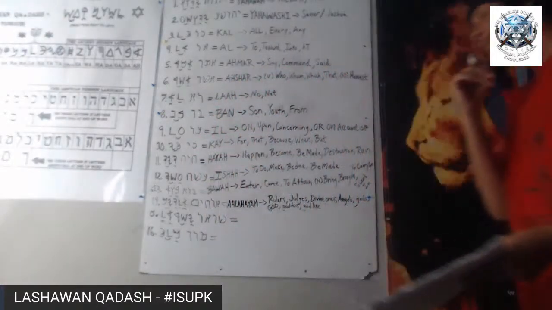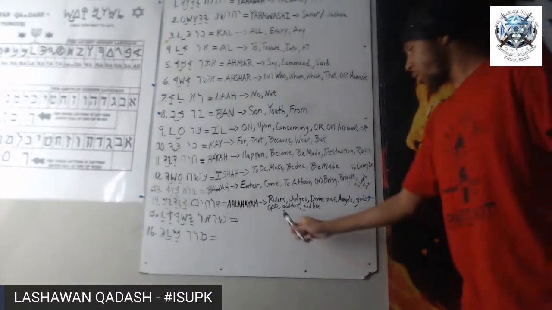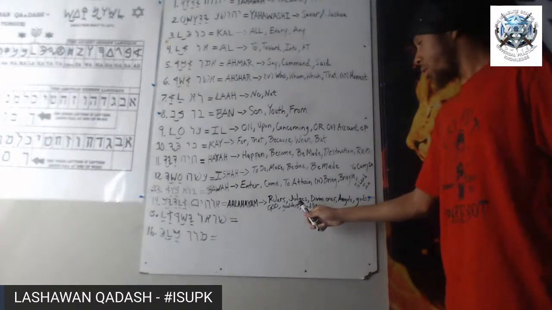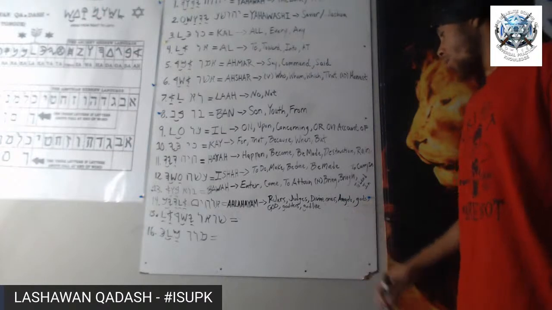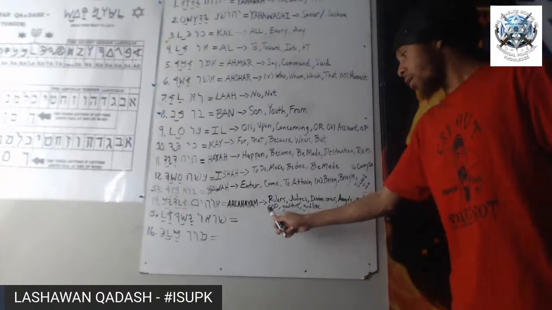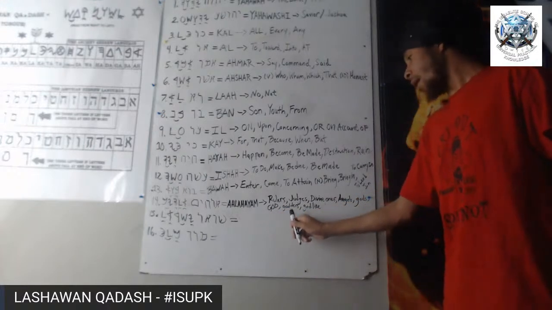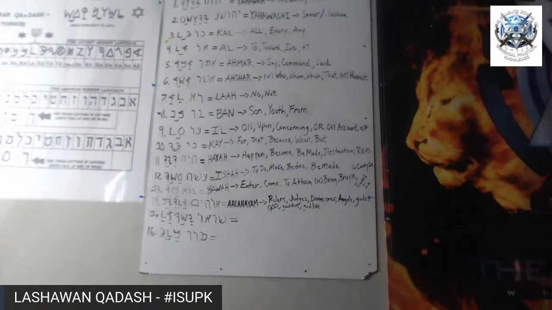All right. So, Elohim has a pretty big definition. It can mean rulers, judges, divine ones, angels, gods, as in lowercase god, God in uppercase, goddess, and godlike.